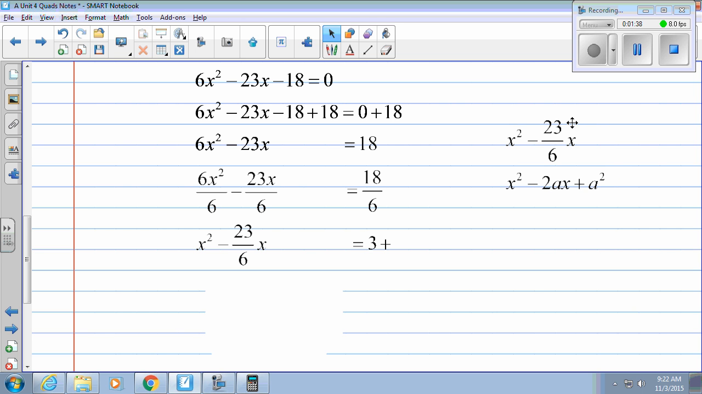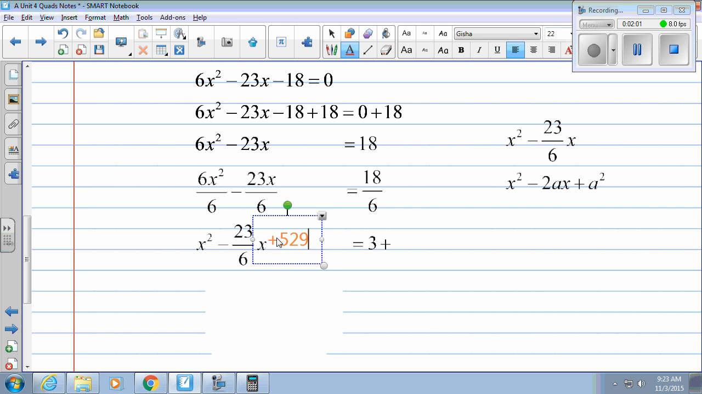Now we're going to create a perfect square trinomial using our first two terms, just like we did before. So it's kind of yucky because we have a fraction. But again, same concept. We are going to take half of that term and then square it. So half of 23 over 6, I should say negative 23 over 6, gives us negative 23 over 12ths. And squared, that gives us 529 over 144.